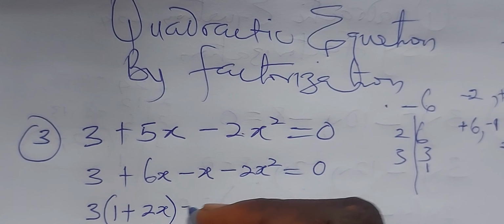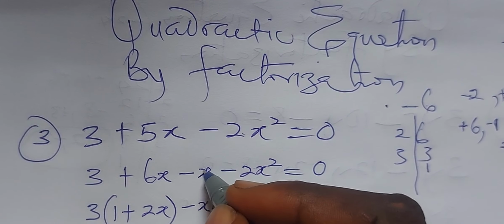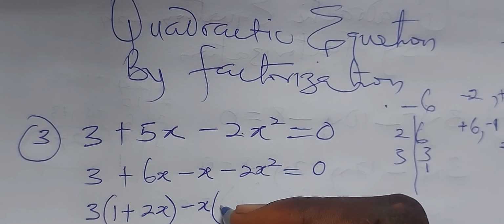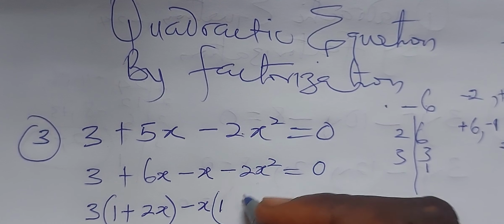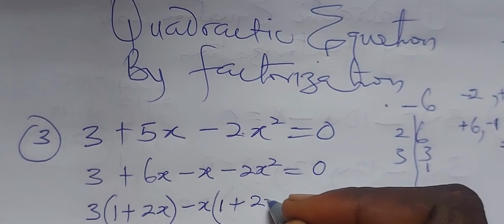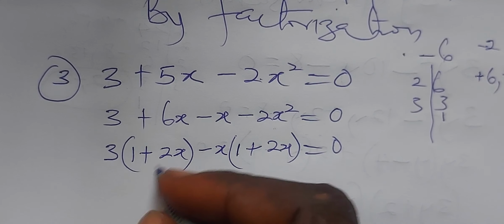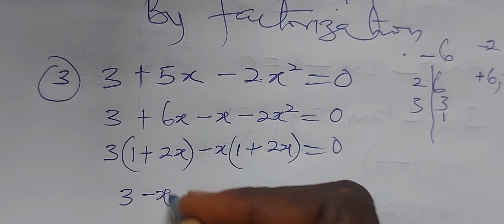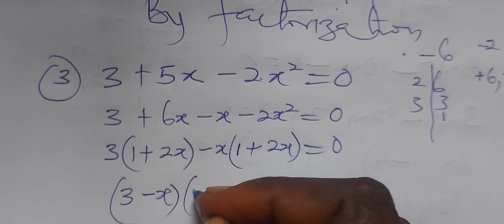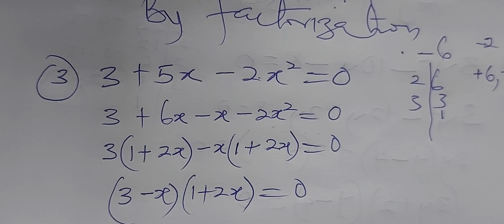So what is common here? We have minus x. So minus x divided by x, we have 1. Minus, we have plus. 2x squared divided by this, we have 2x. And it equals 0. Okay, so you have your 3 minus x into 1 plus 2x as the equation goes.